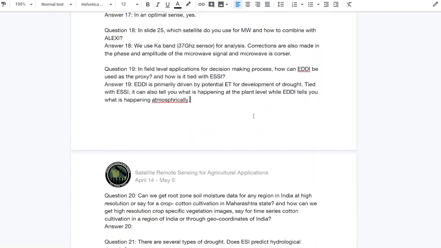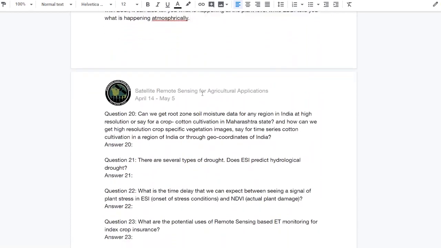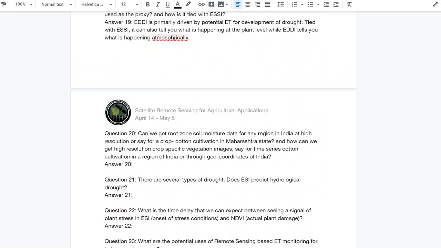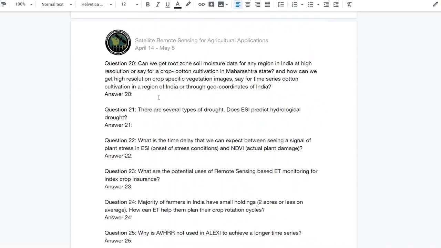Okay, question 20 is very specific to a part of India. Can we get root zone soil moisture data for any region in India at high resolution, or say for a crop, cotton cultivation in the Maharashtra state? And how can we get high resolution crop specific vegetation images, say for time series of cotton cultivation in a region of India or through geo coordinates of India? You know, it is a very specific question. I think the real answer is no.